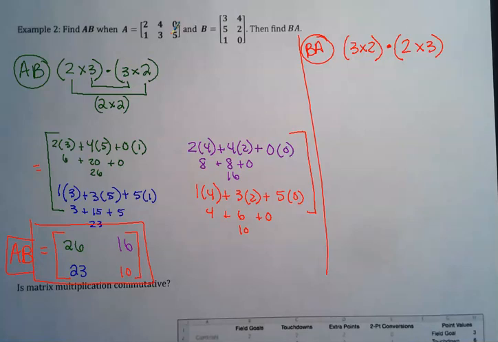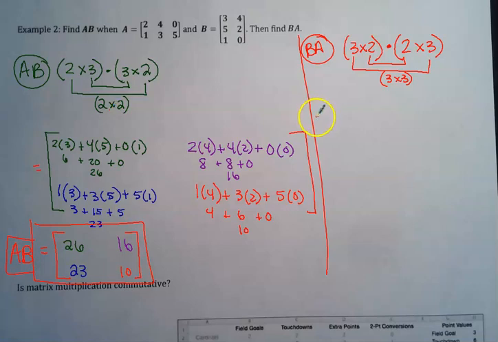All right, so our middle number is the same? Yes. And so that means we're going to have a 3 by 3 product. When we did A times B, we had a 2 by 2 product. Now that we're doing B times A, we're going to end up with a 3 by 3 product.